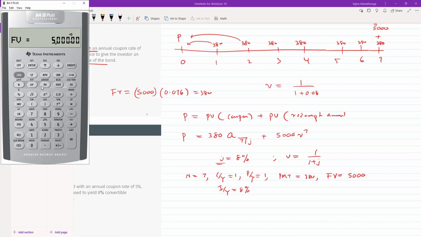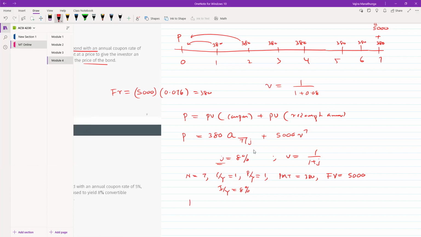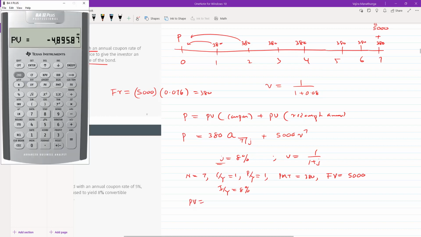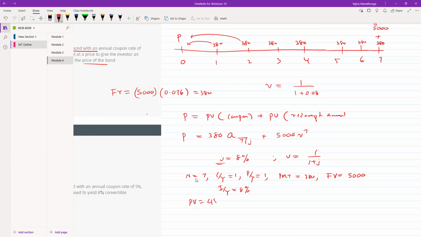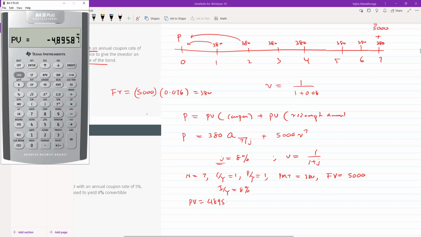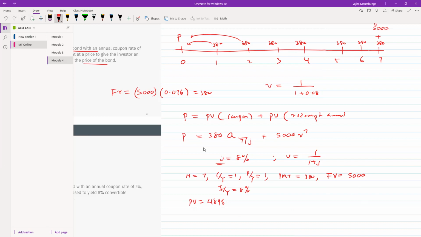And you are calculating the present value. You have to pay it, because you are going to buy, and buying means the cash is out of your pocket. So the present value is, what is the answer? 4,095.87. So that's the price of that bond.